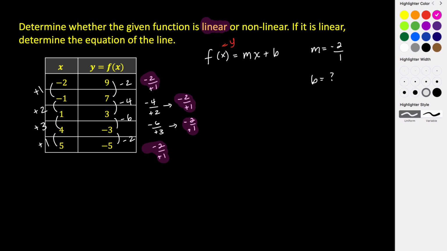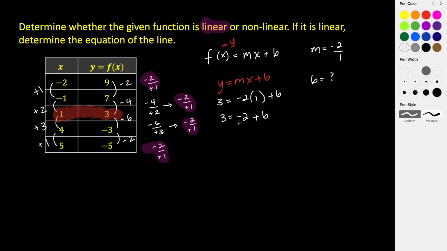So I'm going to use this point just because I think it's a nice point to use to try and find the value of b for this equation. So we have y equals mx plus b. We know m, we know x, we know y, so let's substitute. So y is 3. 3 equals m, which is negative 2, times x, which is 1, plus b. So we have 3 equals negative 2 plus b. Add 2 to both sides. We get that 5 is equal to b.